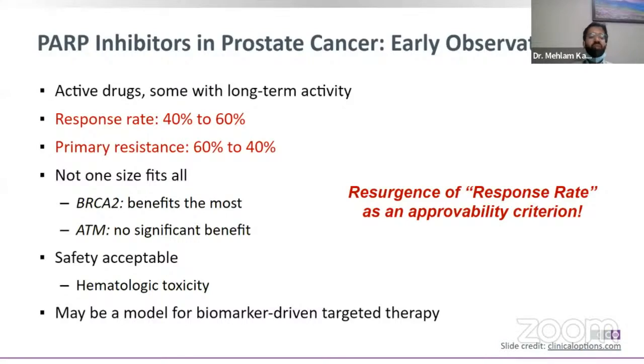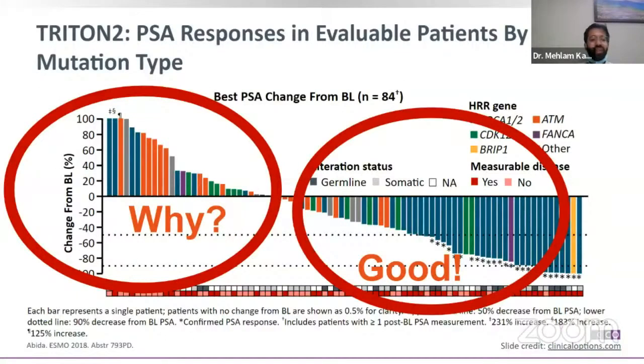So what we get from all this is that PARP inhibitors are active drugs in metastatic prostate cancer, especially CRPC, with response rates ranging from 40 to 60%. Many patients have a favorable and long-term response. Not all mutations do well: some do, some don't, and BRCA benefits the most, with ATM having no significant benefit. There is an acceptable safety profile, as we know with PARP inhibitors, hematological toxicity being the most common side effect.